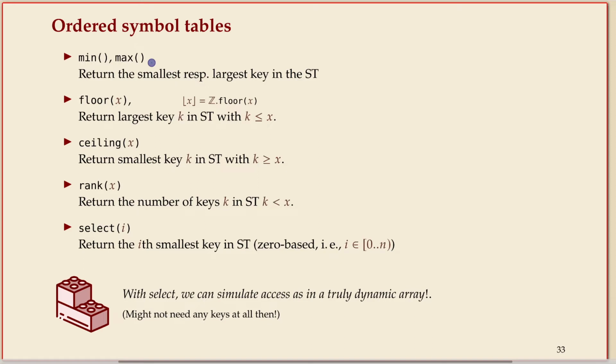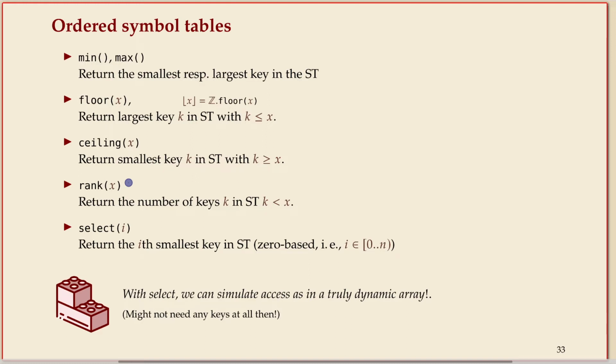Then we can ask for the smallest or largest element, the smallest or largest key in the symbol table. Or we can ask for what's the closest in this sense. If I have some key, what's the smallest that's bigger or the biggest that's smaller than a given key? So the neighboring ones.